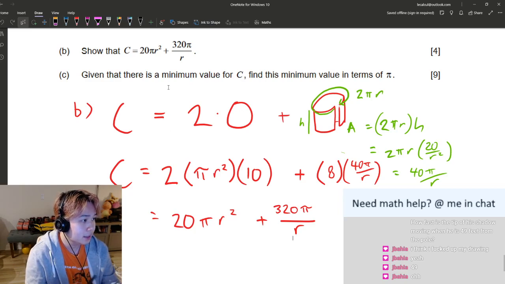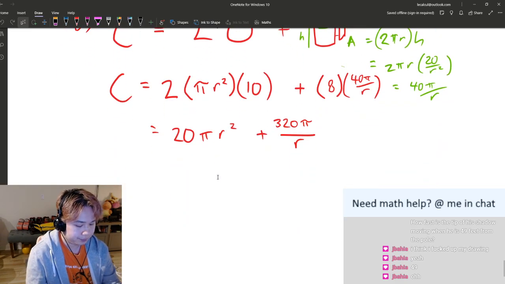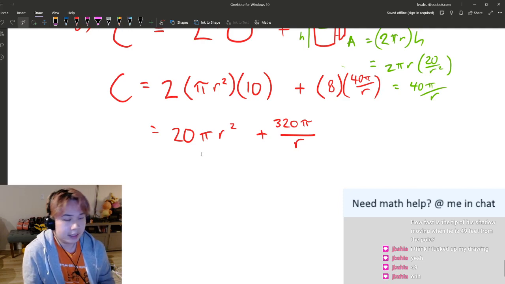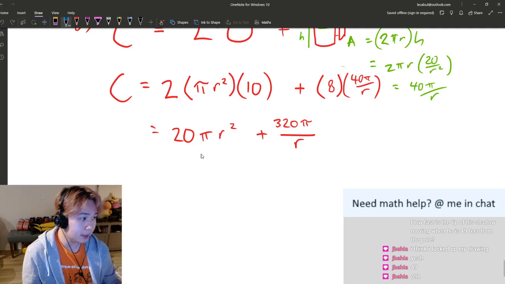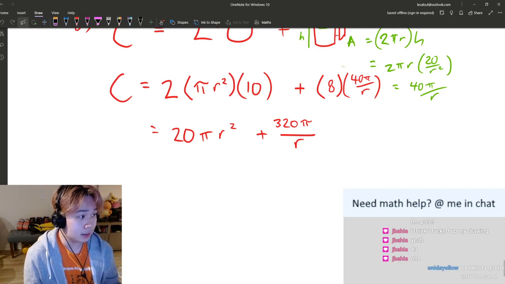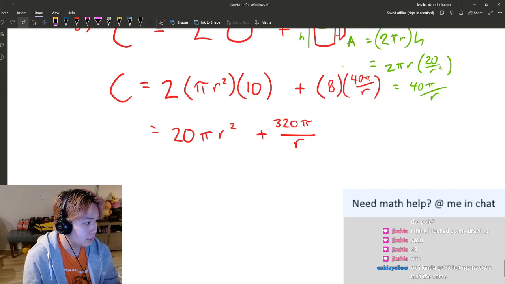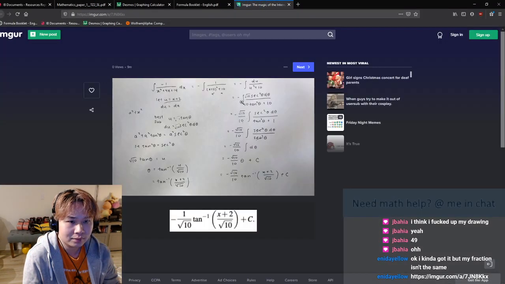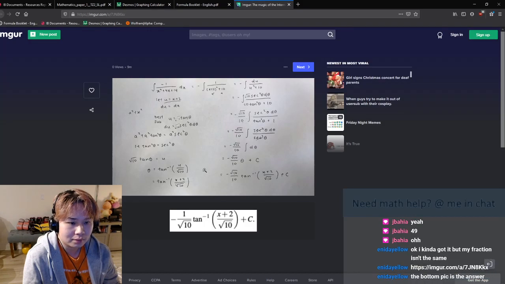Okay, back to this one. Finishing off, now we need to find a minimum. And find this minimum in terms of pi. Okay, so a minimum means we are going to optimize this. And because this is a calculator question, you kind of got it, but the fraction isn't the same. The bottom pick is the answer.